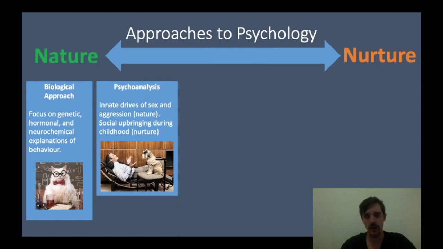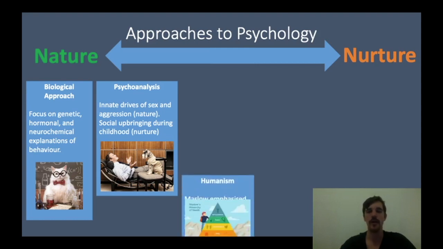Then you have your psychoanalysis. Now Freud, as much as he does talk about the relationships between parents and children, says first and foremost it is nature. So your innate drives, and you have to go through these innate processes of psychosexual stages of development, otherwise you yourself will not be as developed as a person. So he argues that it is biology, or nature.